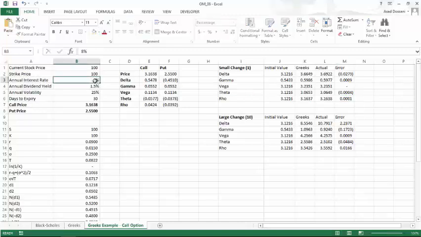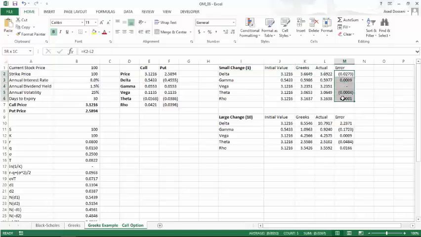Okay? So this is what happens when you have a small change. It's a change of 1 for each of the items. And you can see there is still some error. It's still an approximation, but the error is fairly small. Okay? But what happens when we do a large change? Well, here is when things get a lot worse. We'll see that the Greeks are actually a really poor approximation of a large change.